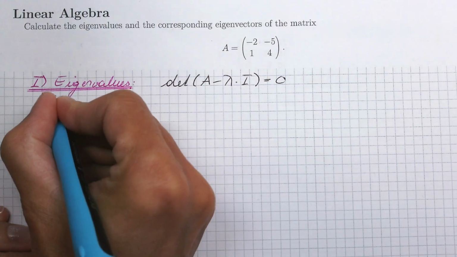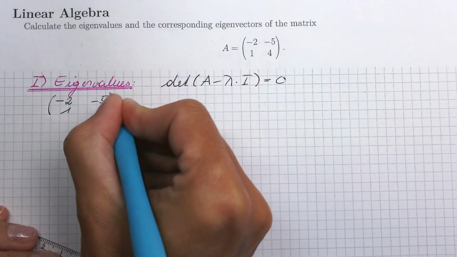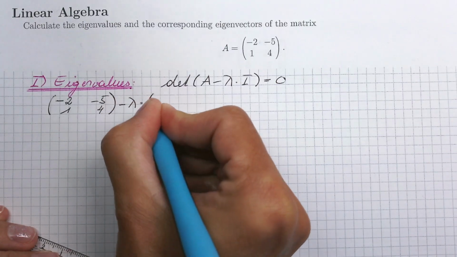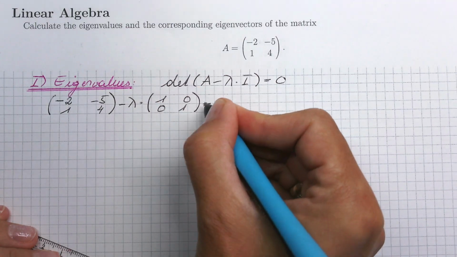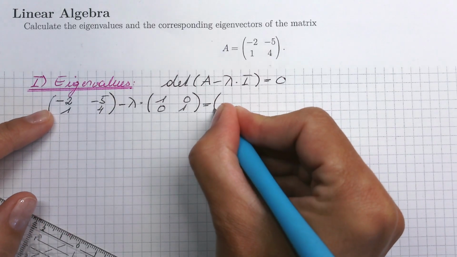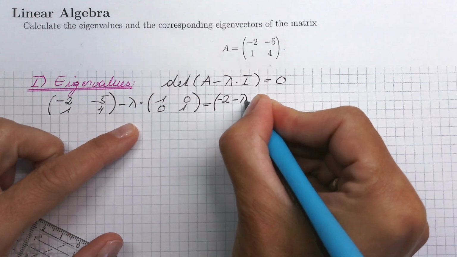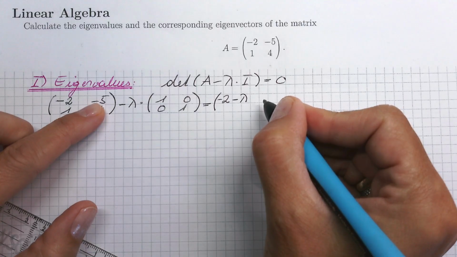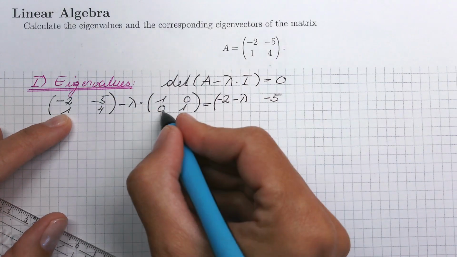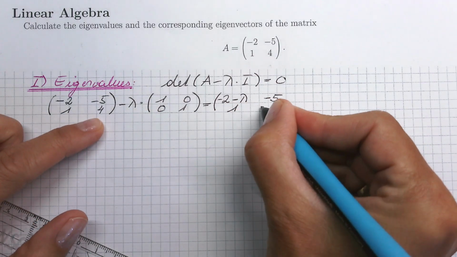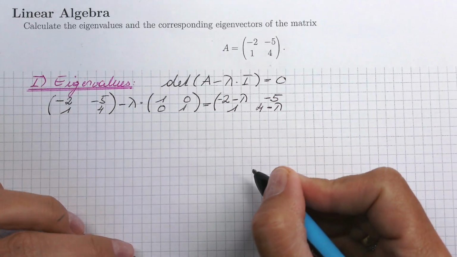A is -2 and 1, -5 and 4, minus lambda times the identity matrix. That's 1, 0, 0, 1, which now is, let's start here, -2 minus lambda times 1 is -2 minus lambda. Second entry here, -5 minus 0 is -5. Here we have 1 minus 0 is 1. And here we have 4 minus lambda times 1 is 4 minus lambda.